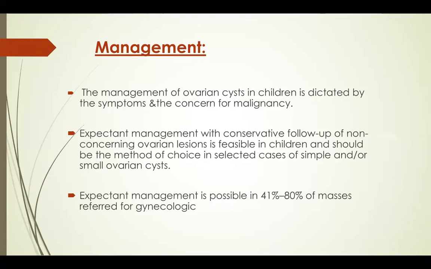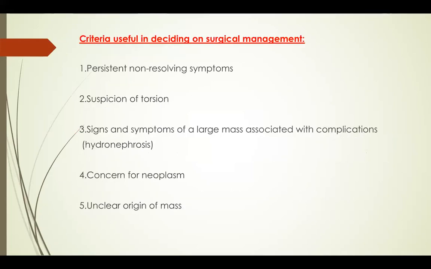This is the same table. When we talk about the management, the management of ovarian cysts in children is related to the symptoms and the concern of malignancy. Expectant management with conservative follow-up for non-concerning ovarian lesions is feasible in children and should be the method of choice in selected cases for simple ovarian cysts. Expectant management is possible in up to 80% of masses referred to us in gynecology. But we have to decide a set of criteria and risk for malignancy.